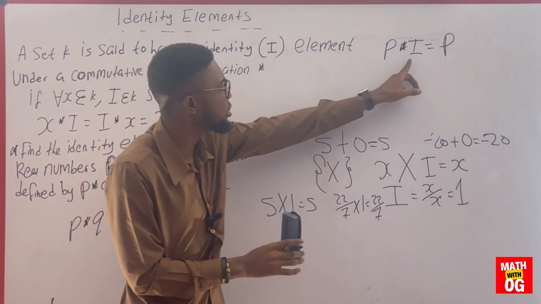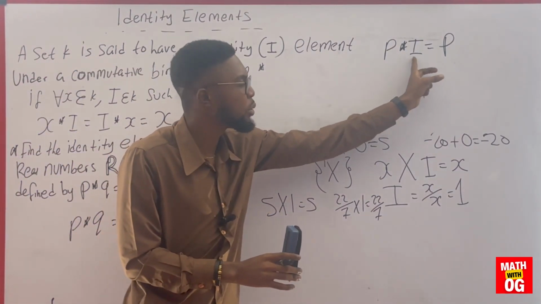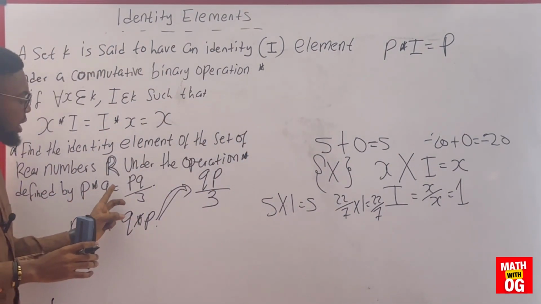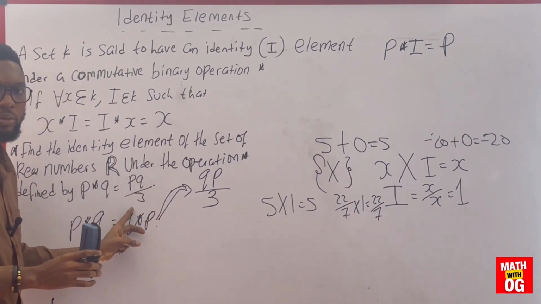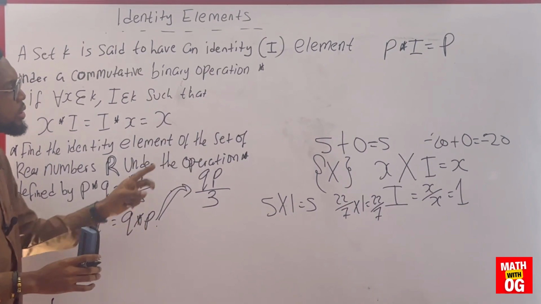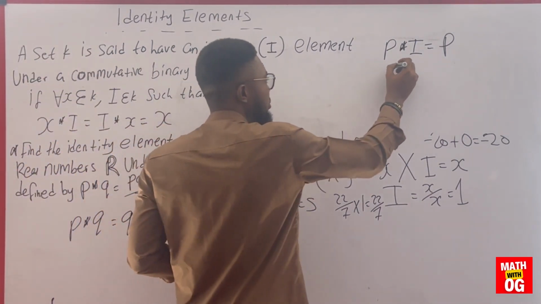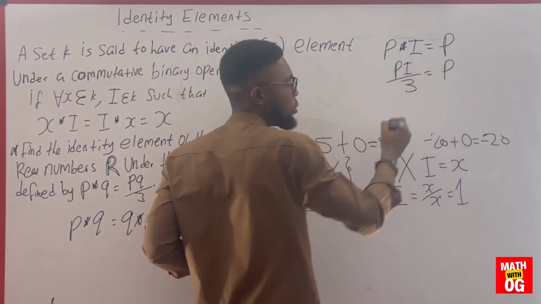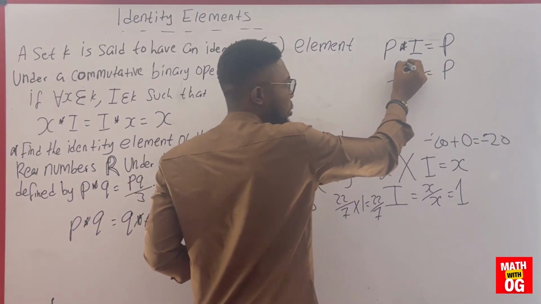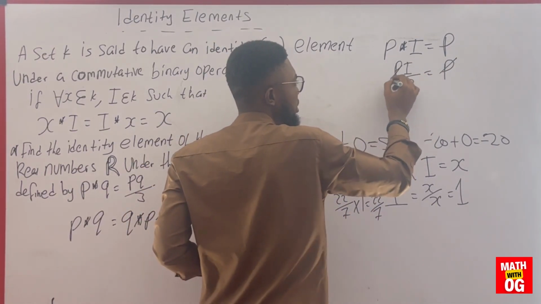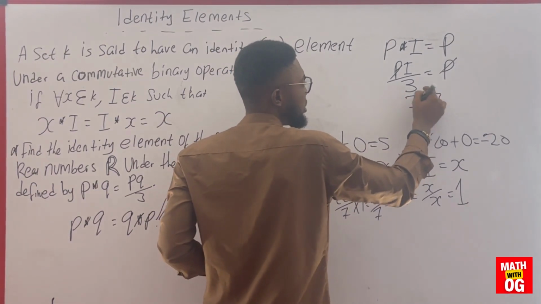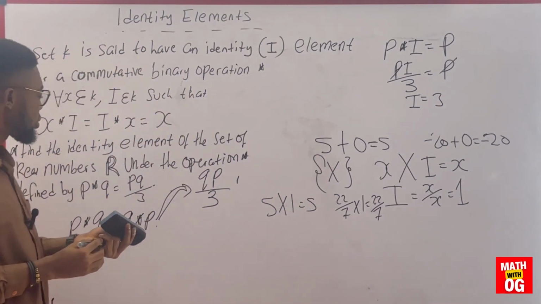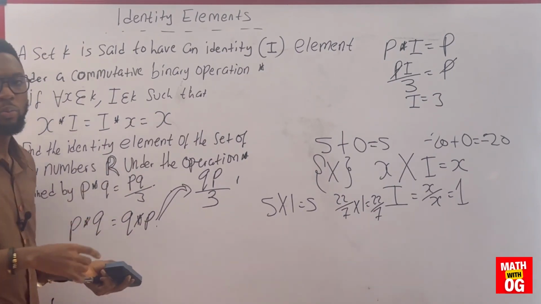Now you can see P is operating on the identity element to give you P. This must obey the rule of the operation. And what is the rule of the operation? The first element operating on the second is equal to the product of the two over 3. We are going to do the same thing here. The product of the two is PI all over 3, and this must be equal to P. We can boldly say that P will cancel P, so I will be equal to 3. I'll multiply both sides by 3. My identity element will be equal to 3. If I also work with Q, my identity element will also be equal to 3.